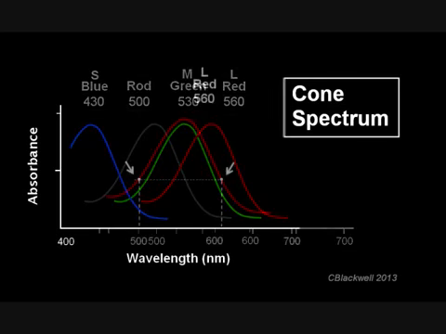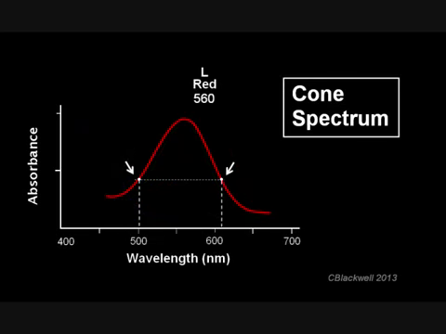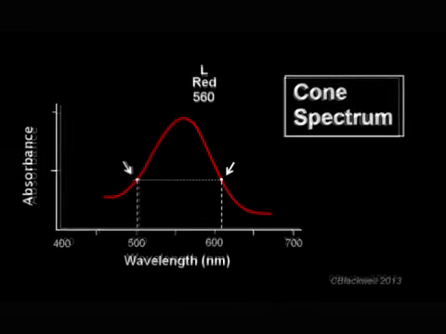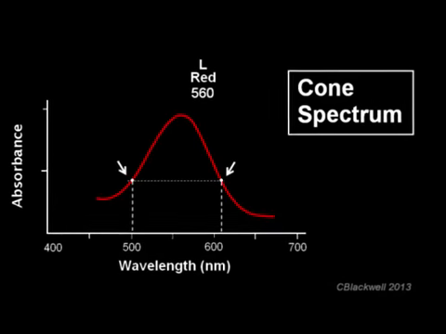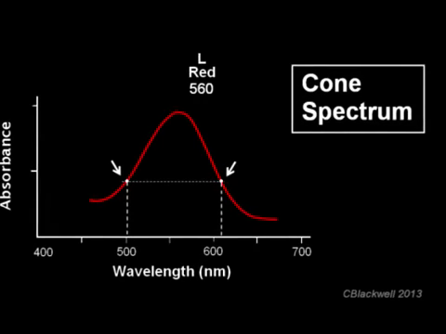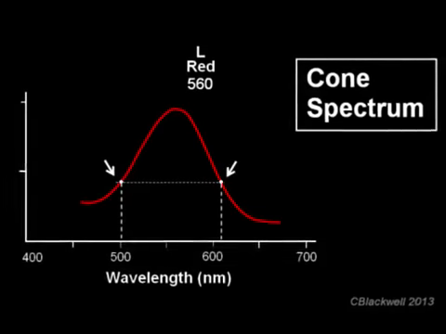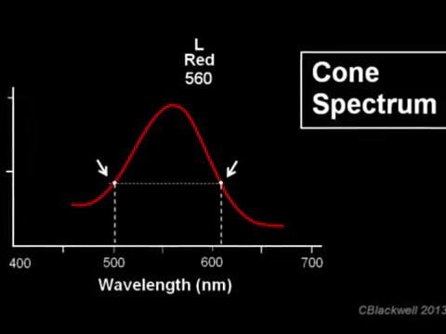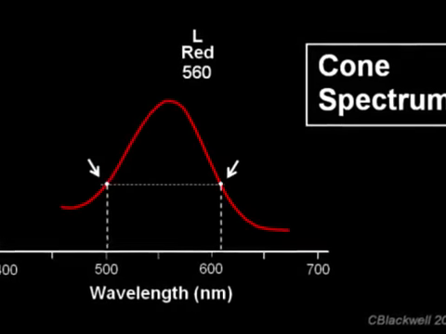As showers of photons arrive, they trigger nerve impulses from the cones. If there was only one cone type, shown red in this example, and an equal amount of photons arrived at either 500 nanometers or 620 nanometers, the cone would respond with the same output of nerve impulses. One cone won't get you color vision.